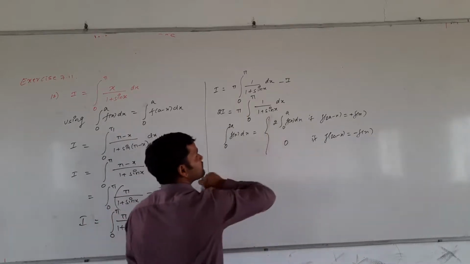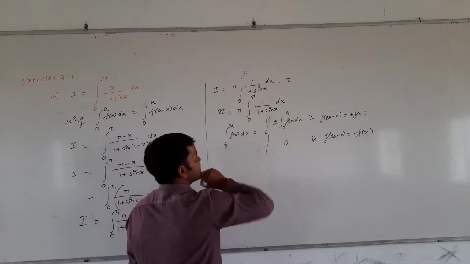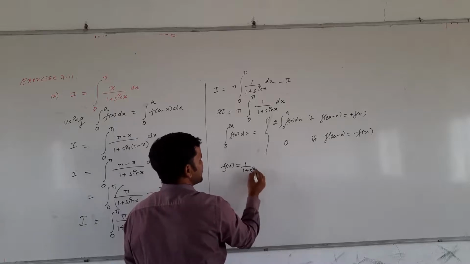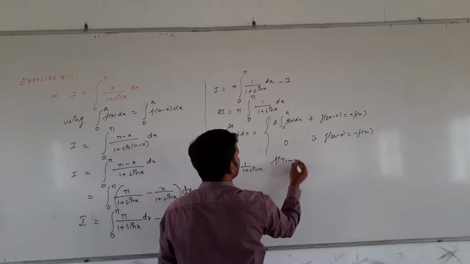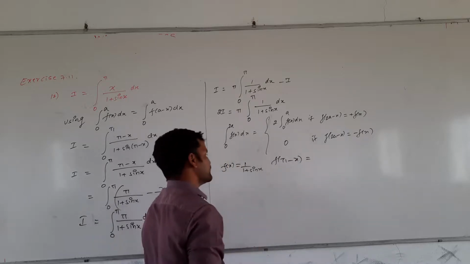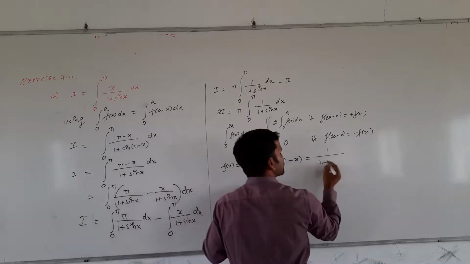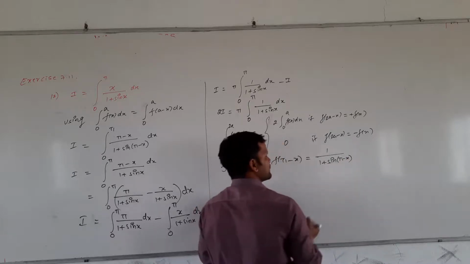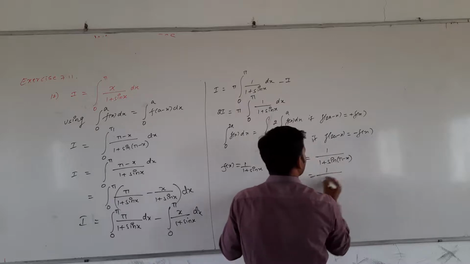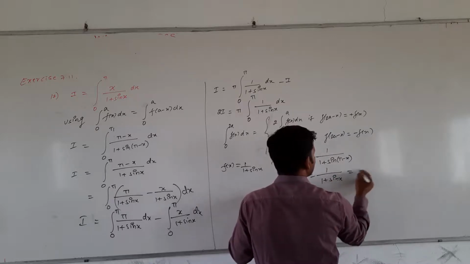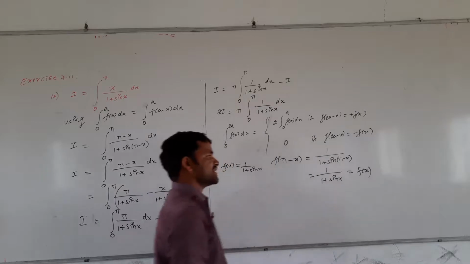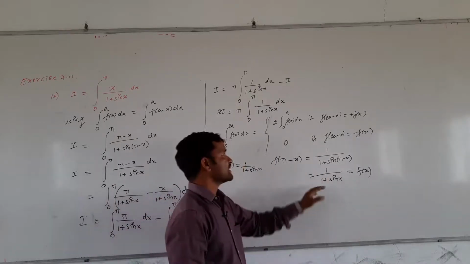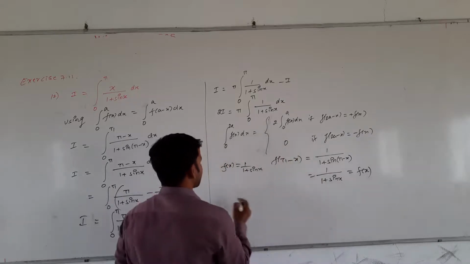In place of 2a, what is there here? Pi. We have f of x equal to 1 by 1 plus sin x. Then f of pi minus x is equal to 1 by 1 plus sine of pi minus x. Sine of pi minus x is nothing but sin x. This is equal to 1 by 1 plus sin x, which is f of x. See what I am getting? I am getting f of pi minus x is equal to plus f of x. Then case 1 is valid here.